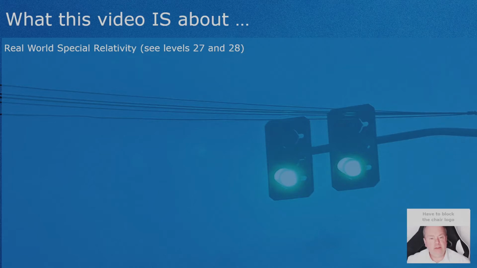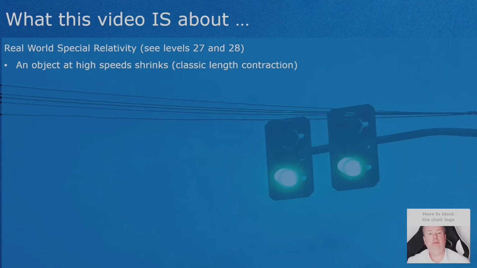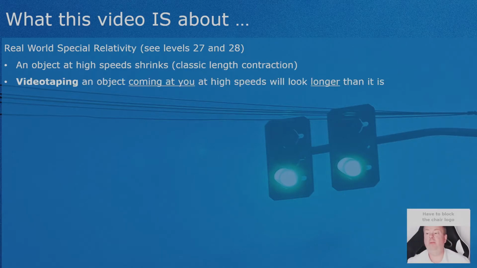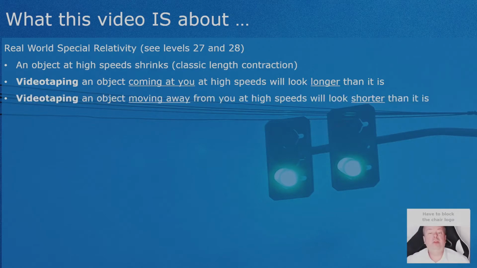In levels 27 and 28 we already revealed some of that stuff. We know from Einstein that fast moving objects actually shrink. They do. So what happens if we tape that on video? Then we discover that objects coming at us will be stretched instead of contracted. And objects moving away from us on the video will seem even further contracted than the classic length contraction given by Einstein. So these videos will be deceiving, but this is what we already know.